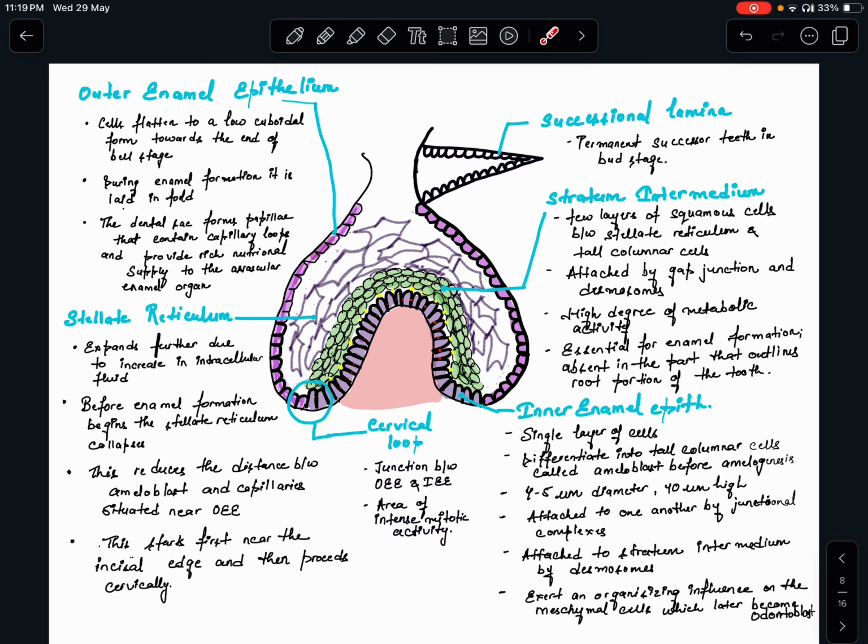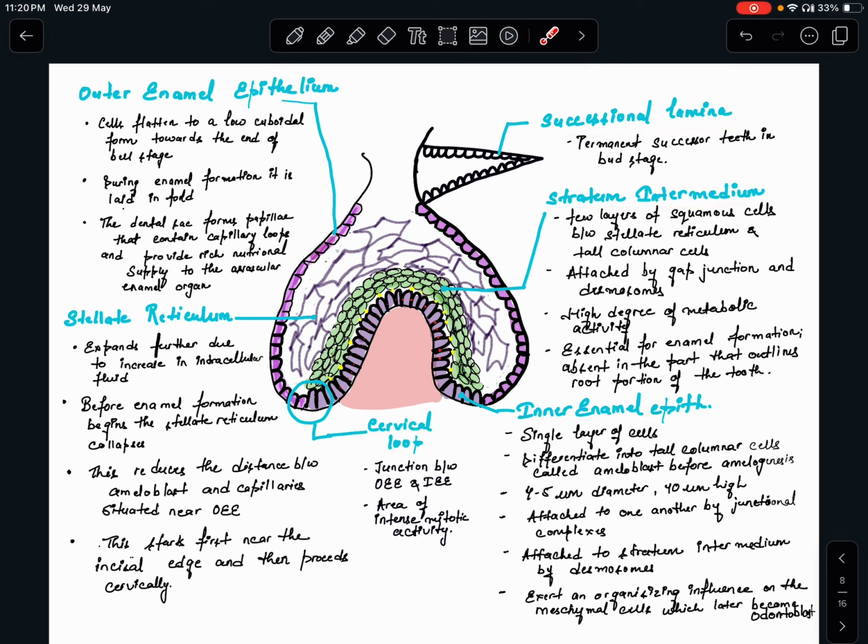Now this diagram is a very complex diagram, but it has all the information regarding the early bell stage. So you can write down your answers in these headings which I have mentioned in the form of diagram, but you can write your answers in a paragraph form and you can mention all of these as headings.